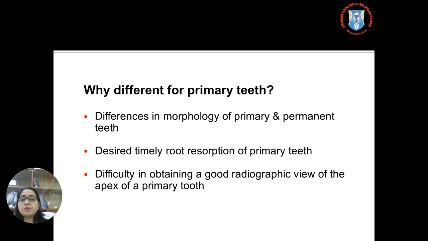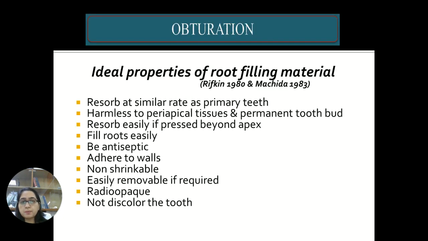Second is the desired timely root resorption of the primary teeth, which is required so as to allow the eruption of the permanent succedaneous tooth. And third is the difficulty in obtaining a good radiographic view of the apex of a primary tooth due to superimposition of the permanent tooth buds, and because it is a two-dimensional image of a three-dimensional object.